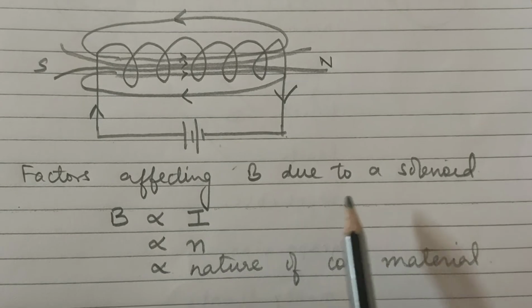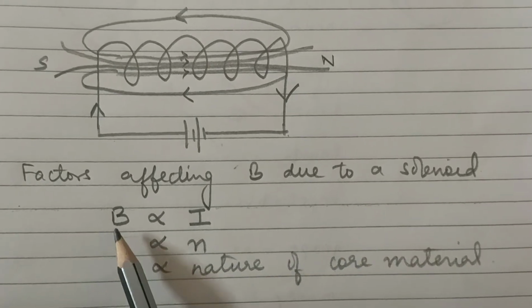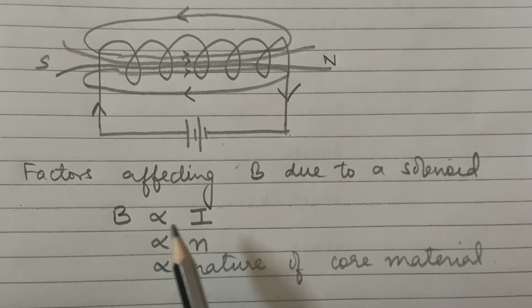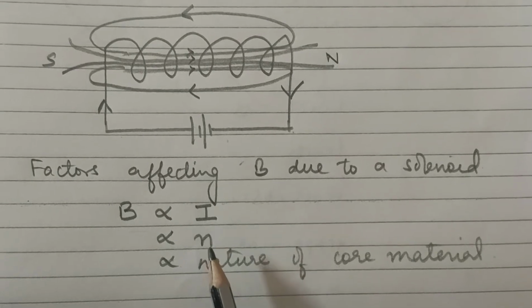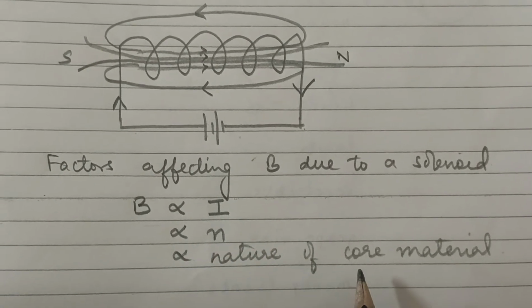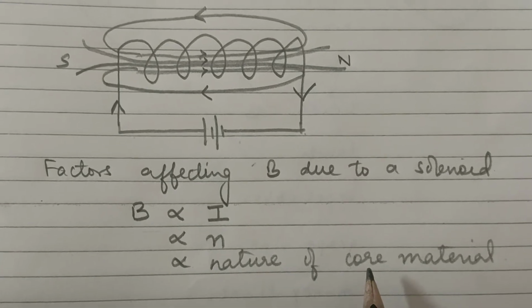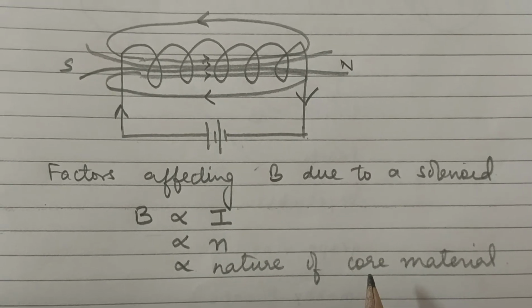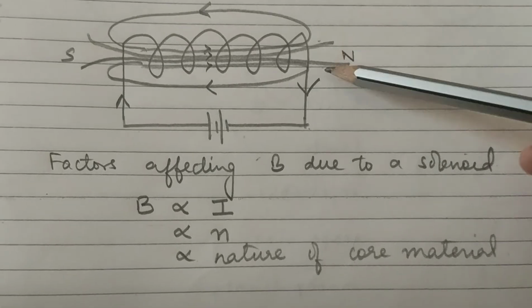Factors affecting the magnetic field due to a solenoid. Magnetic field produced by a solenoid is directly proportional to the current flowing through the solenoid, the number of turns per unit length of the solenoid, and the nature of the core material. So that would mean if in the core we have soft iron, it is going to behave like a stronger magnet.